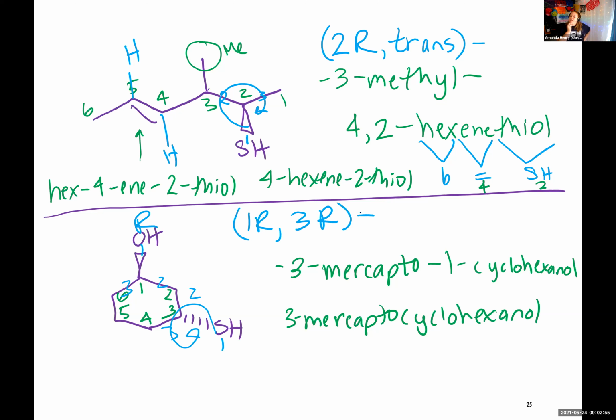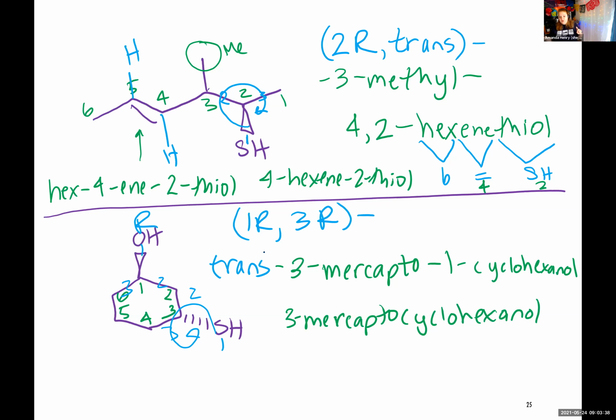What's the other way that we could label this one that does not require R's and S's? So not E and Z, but you're getting close. E and Z is just for double bonds. What are the other prefixes we can use though? Cis and trans. Yeah, cis and trans. So which one would we use for this? Would we use cis or trans? Trans. Perfect. So we could use either one of these labels, trans or 1R, 3R.